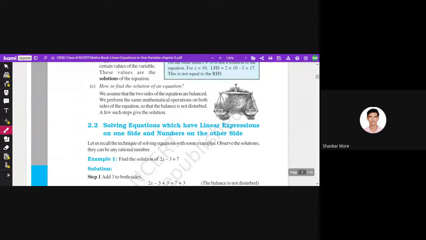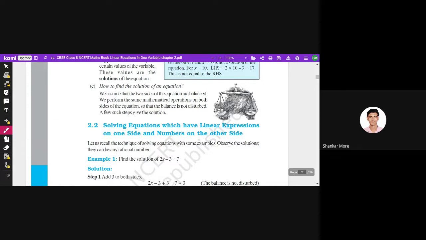How to find the solution of an equation. And I know you know how to find out the solution of an equation. So we assume that the two sides of the equation are balanced. What do we mean by balanced? That means both are equal, right? Expressions on both sides are equal. Then we say the equation is balanced.